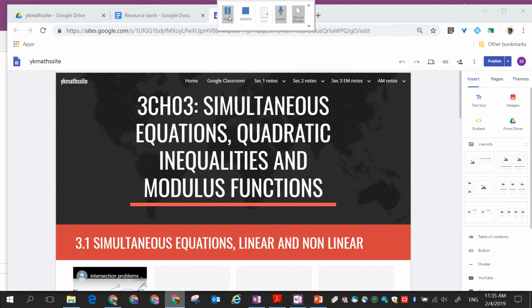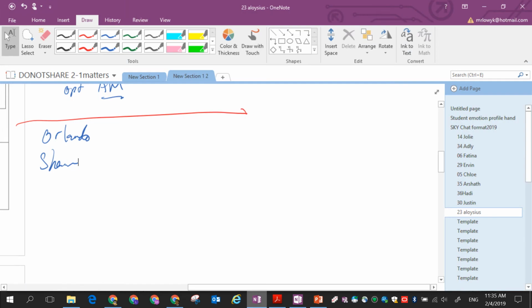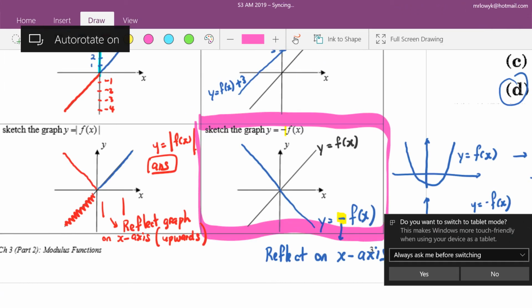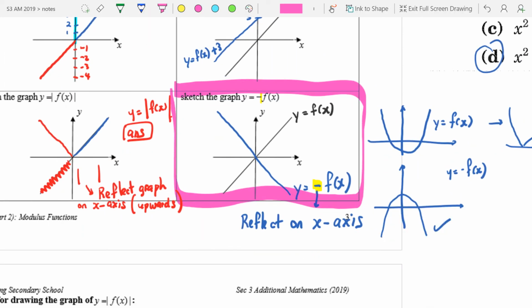So we are now on chapter 3, modulus function, exercise 3.3, part 2, question 4d. I'd like to start the lesson by referring you to the notes. Let's look at the notes together. What does this say? Aretina, it says that when there is a minus outside, what do I do? I reflect on the x-axis. I repeat, when there's a minus outside the function, I reflect on the x-axis.